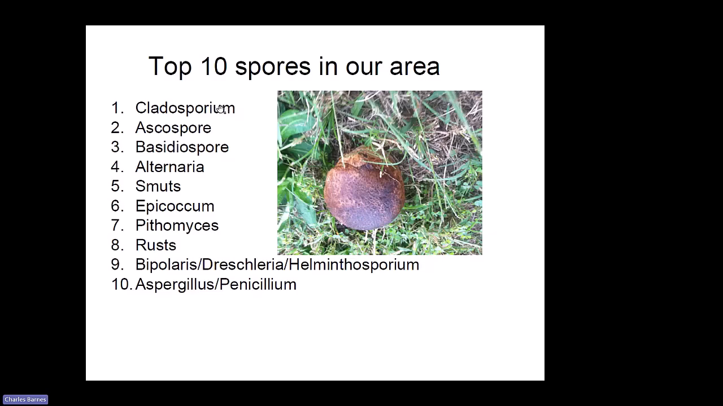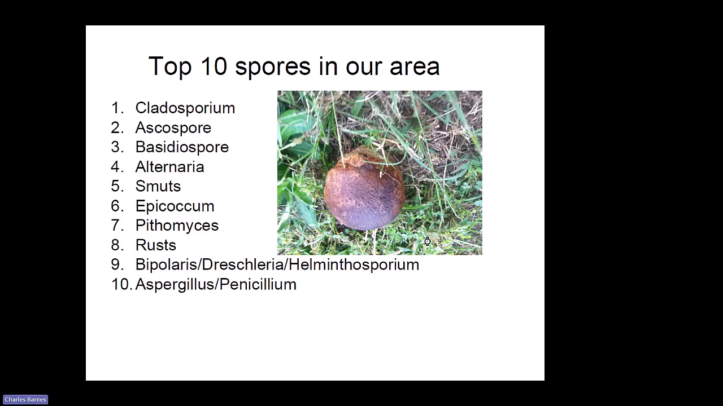The names that you might recall, and we'll go over, would be Cladosporium, Ascospores, which is a big group of spores, Basidiospores, which is another big group of spores, Alternaria, smuts, which are plant pathogens, Epicoccum spores, Pithomyces, rusts, Bipolaris, Drechslera, and Helminthosporium, which you really can't tell the difference by looking at until you watch them germinate. And then Aspergillus and Penicillium, which again you can't tell the difference by looking at the spores. You have to actually look at the fruiting bodies.